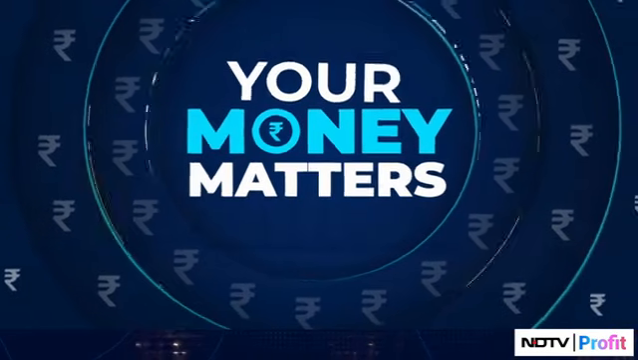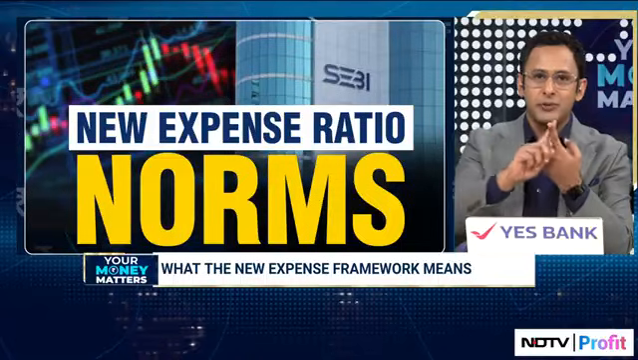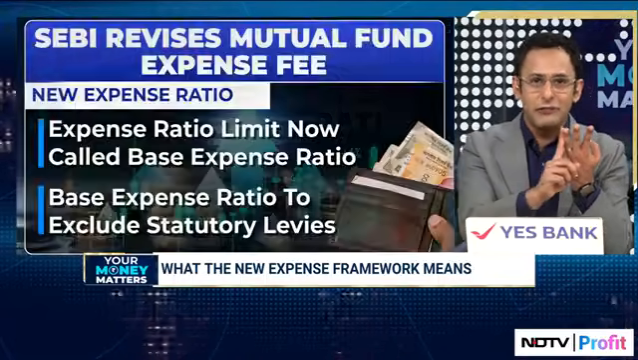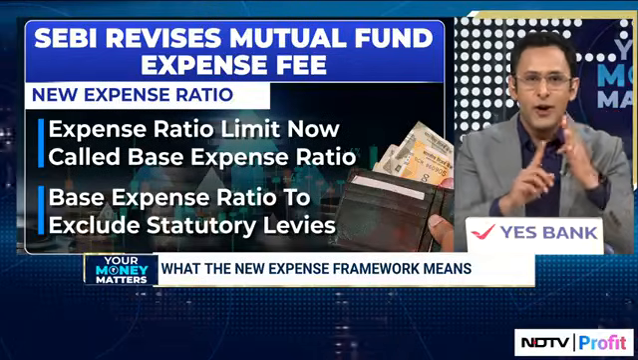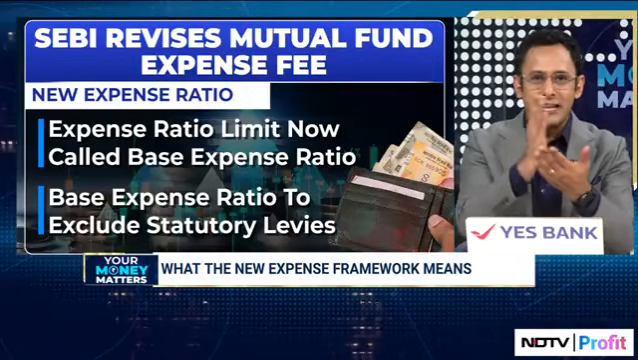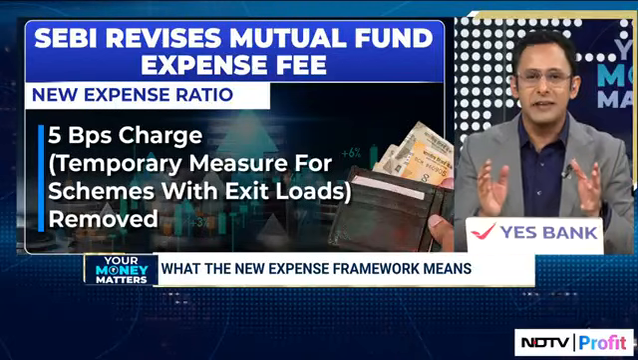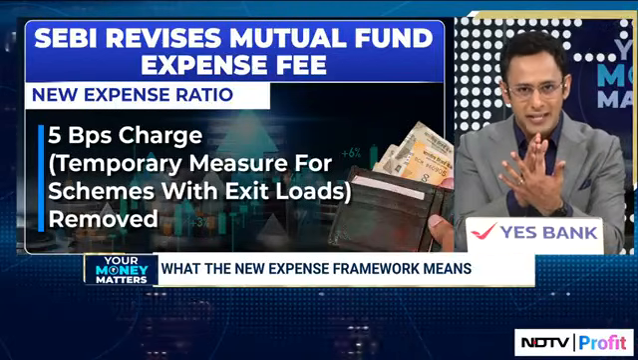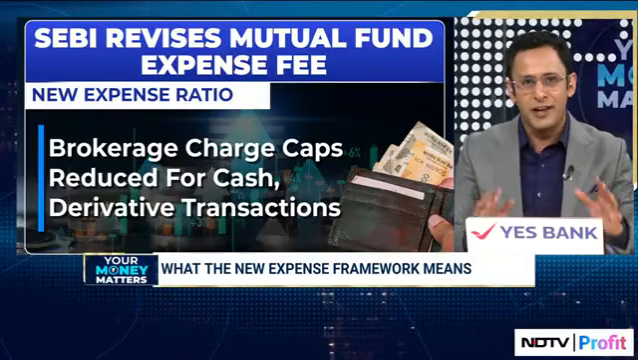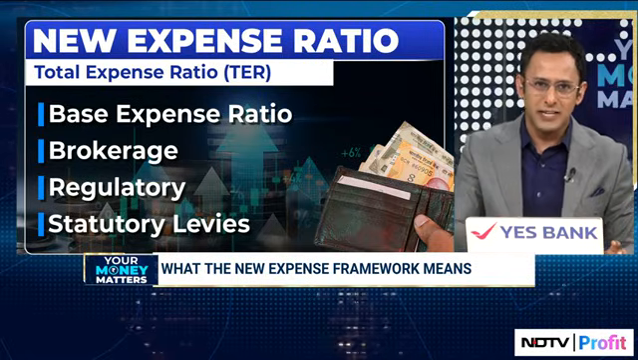It is now going to be made up of 4 components, and I'll list them out for you. There's going to be the base expense ratio, there will be the brokerage, there will be regulatory fees and statutory fees. All of this was more or less morphed into one earlier. Now there is a division between these. And to facilitate this, SEBI has said that the base expense ratio will be reduced by 10 to 15 basis points for most equity mutual fund schemes and certain other schemes as well.